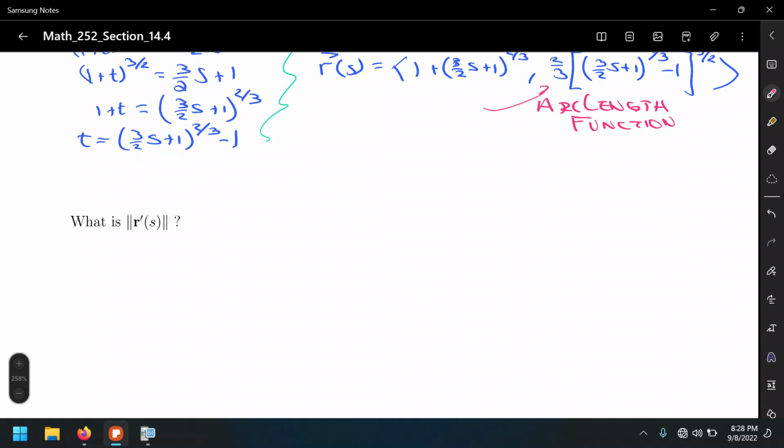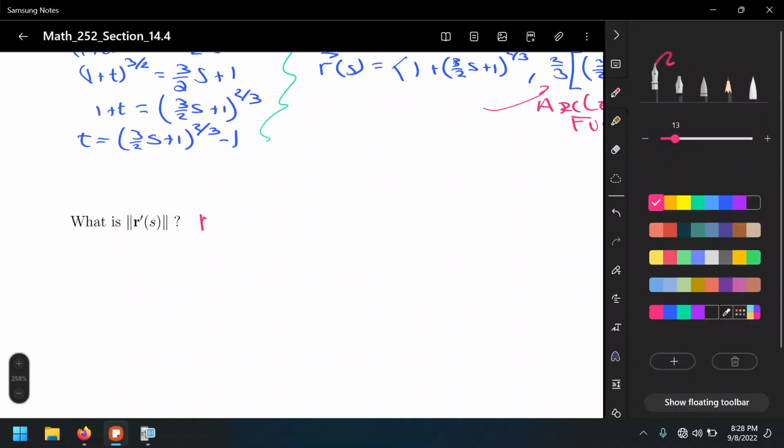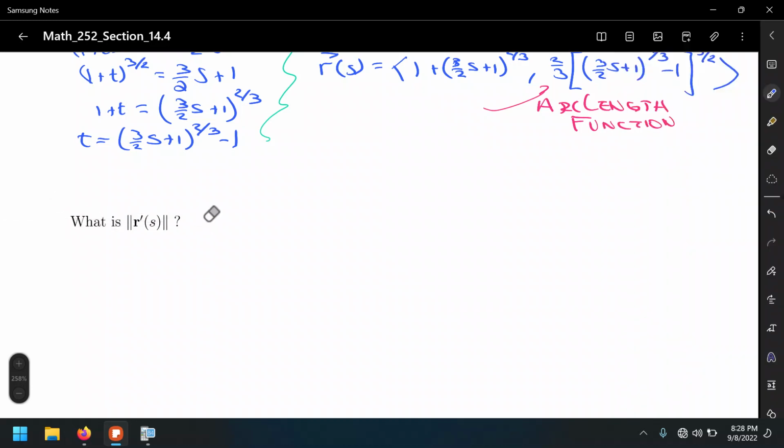So this is the next part of the question. That's where it's going to get fun, but it's going to summarize the whole thing. What is the magnitude of the derivative of this? Let's take the derivative of this. Let's get r prime. Don't worry, you got this. I got you on this one.